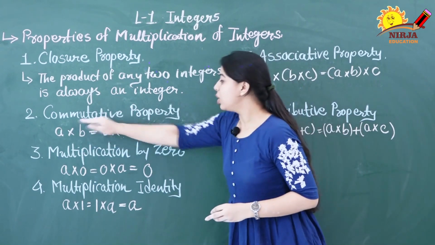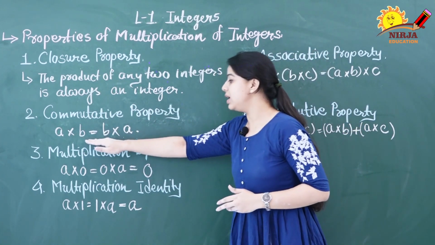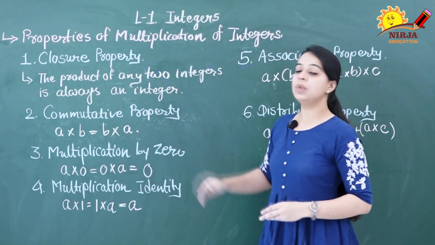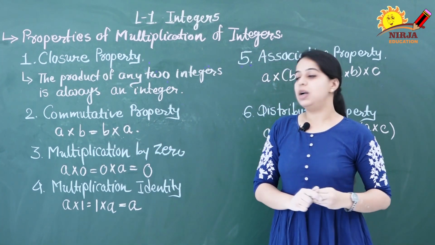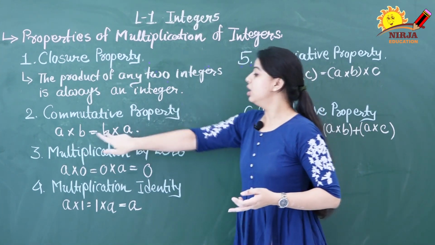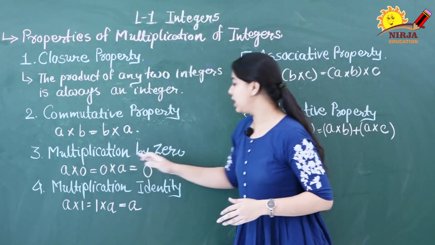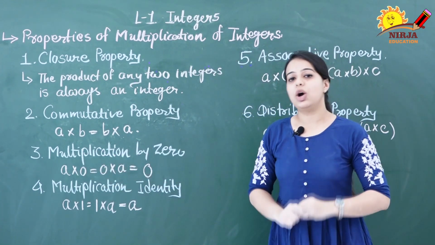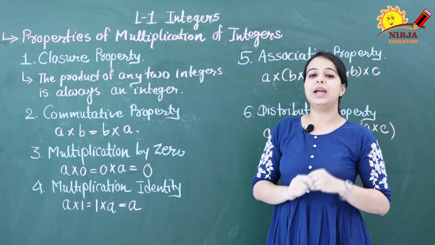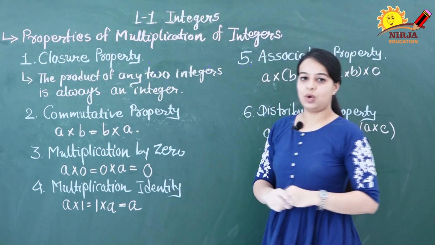Second one is commutative property. It states that a multiplied by b is equal to b multiplied by a. That means if we multiply any integers and change their order, then also the result will be the same. Third one is multiplication by 0, and as we all know, if we multiply any number by 0, the result will always be 0.